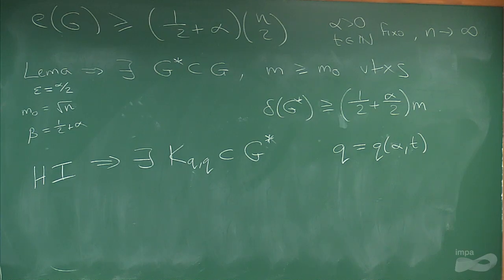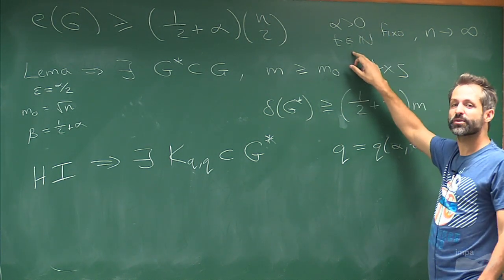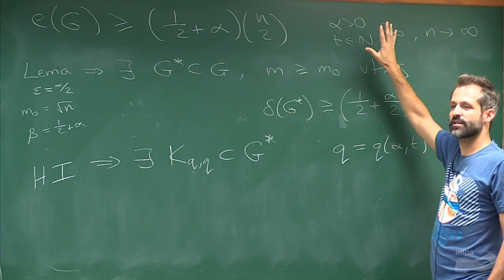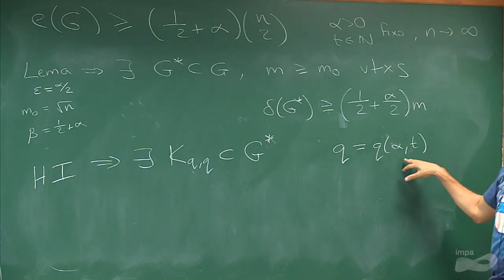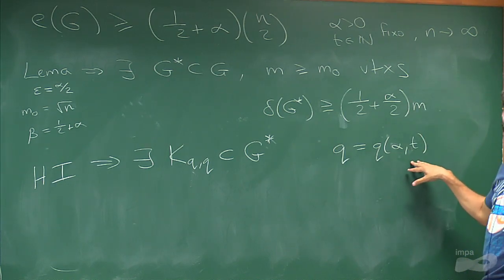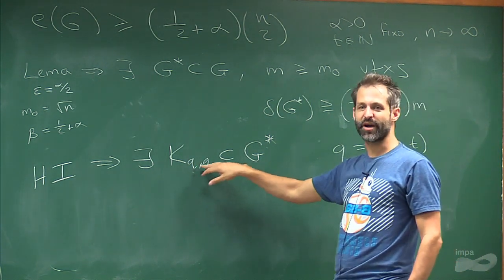Okay. Is it okay? Okay, so alpha is an arbitrarily small constant, t is an arbitrarily large constant, but they are constants, and n depends on both of them. So in particular, q will depend on both of them. Okay, so q is another large constant. This is the KQQ that we're finding in G star.